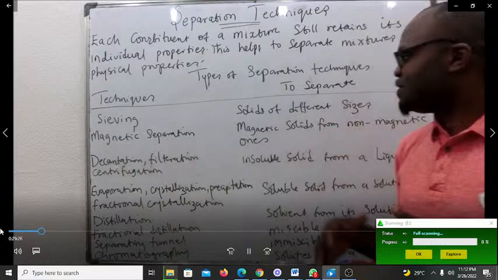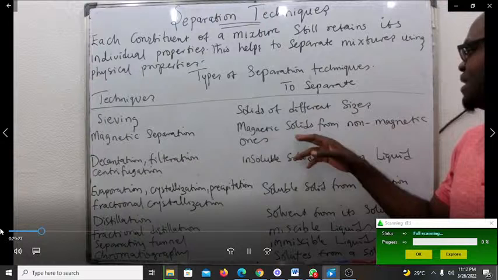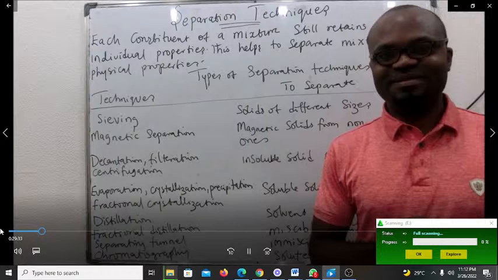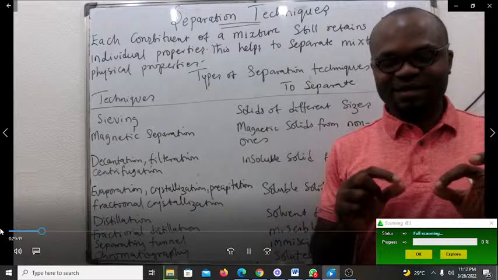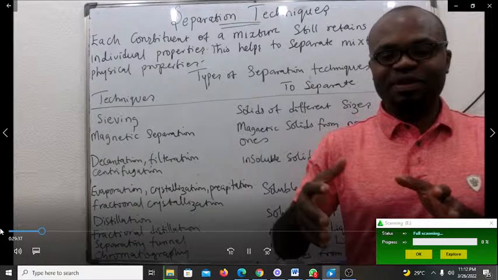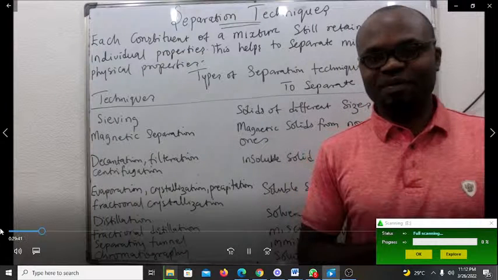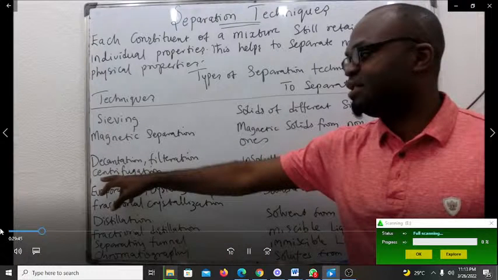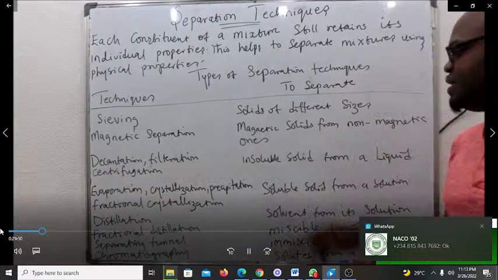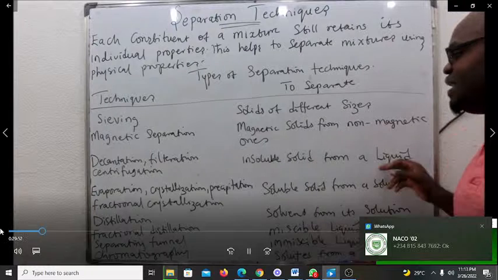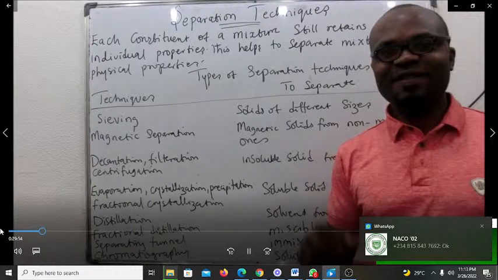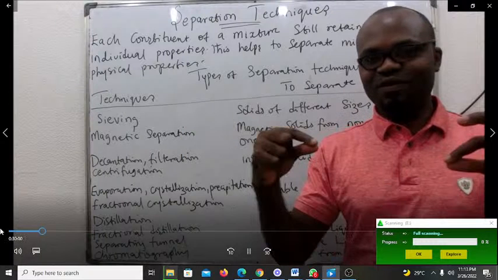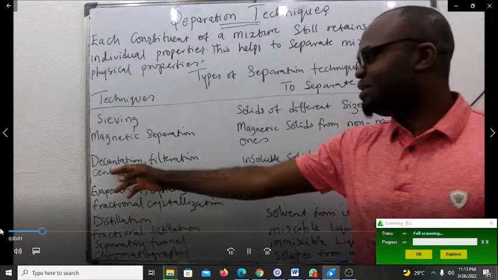Magnetic separation is used whenever you have magnetic solids and you want to separate them from non-magnetic ones, as in steel. So whenever you have metals that are magnetic and you want to separate them from non-magnetic ones, you use magnetic separation. We have decantation, filtration, and centrifugation. These techniques can be used to separate insoluble solid from a liquid. So whenever you have an insoluble solid, a solid that cannot dissolve in a liquid, you can separate it from the liquid using either decantation, filtration, or centrifugation.